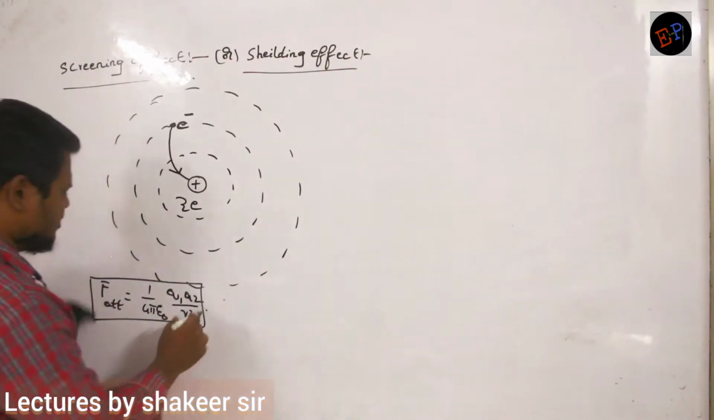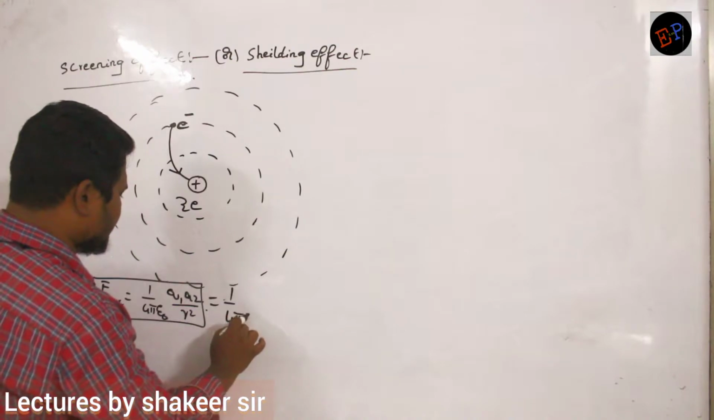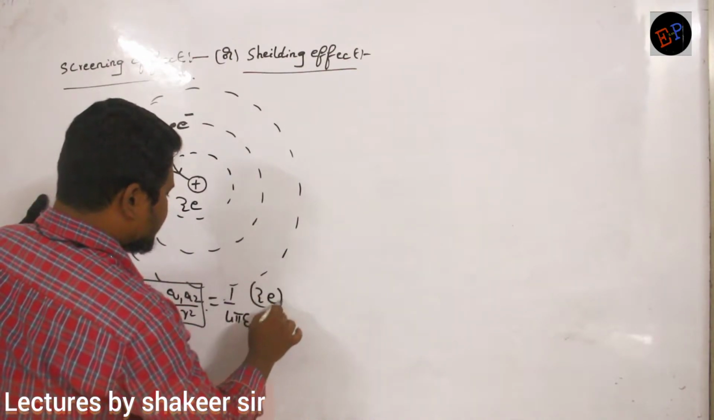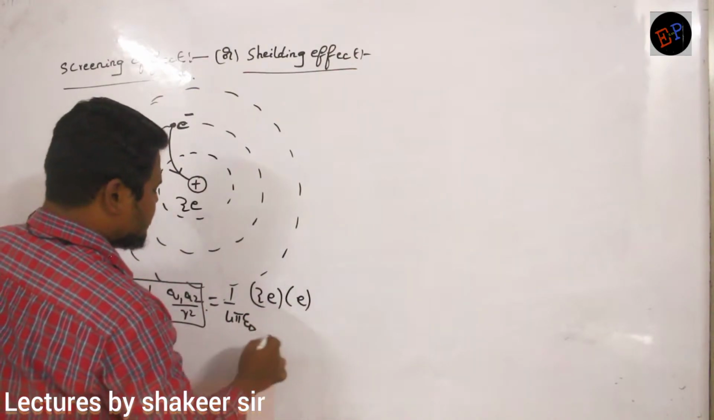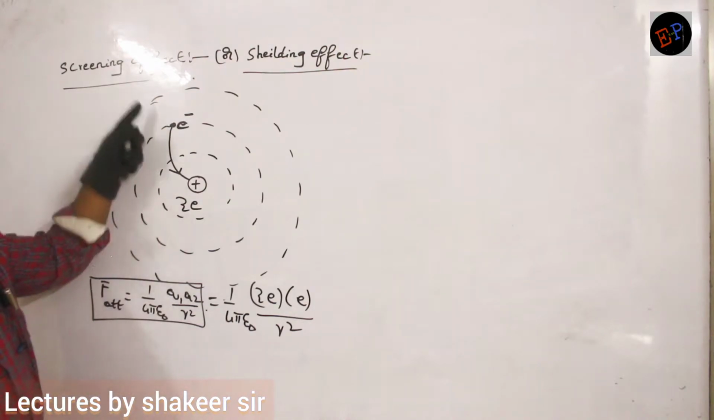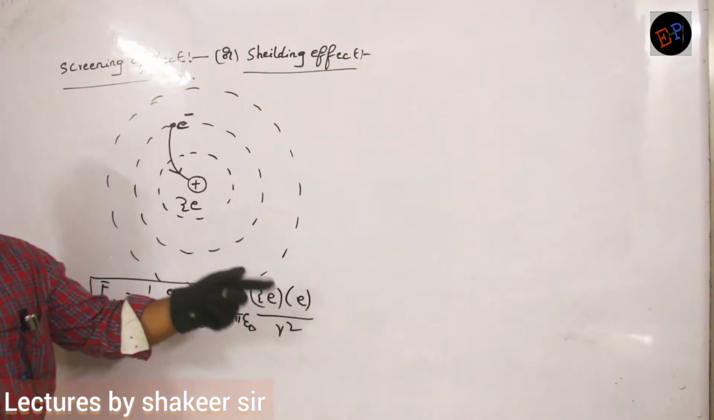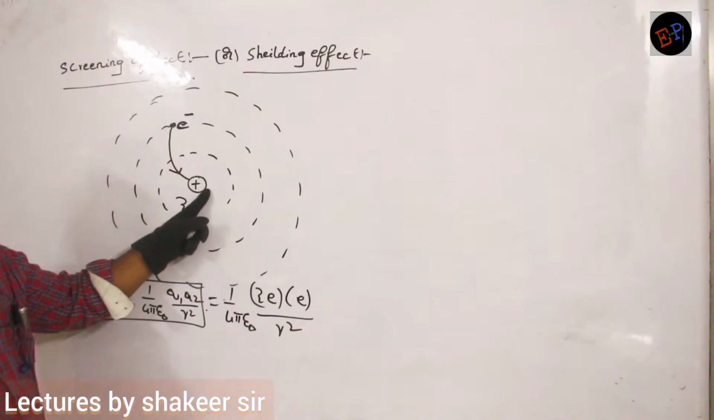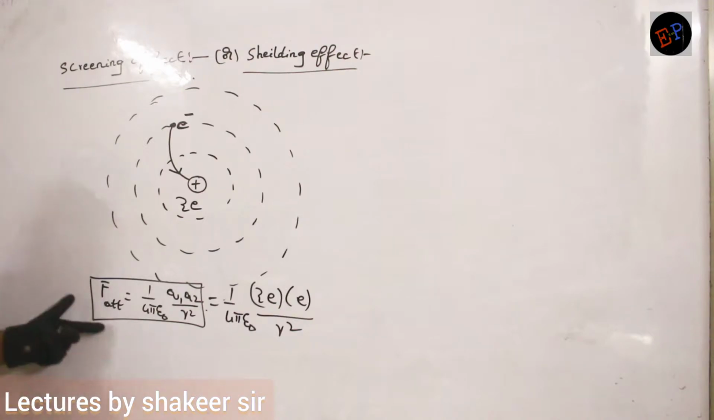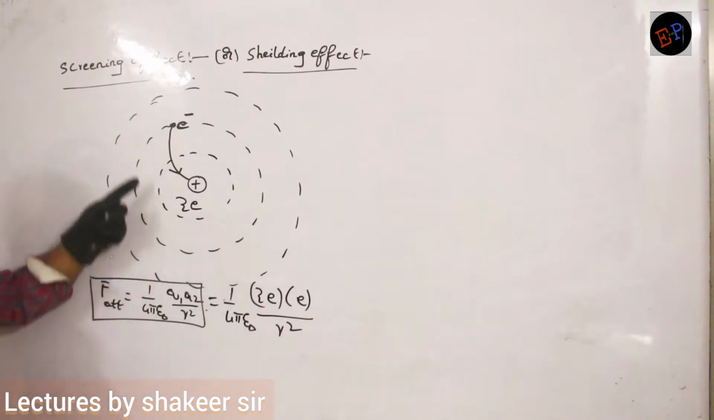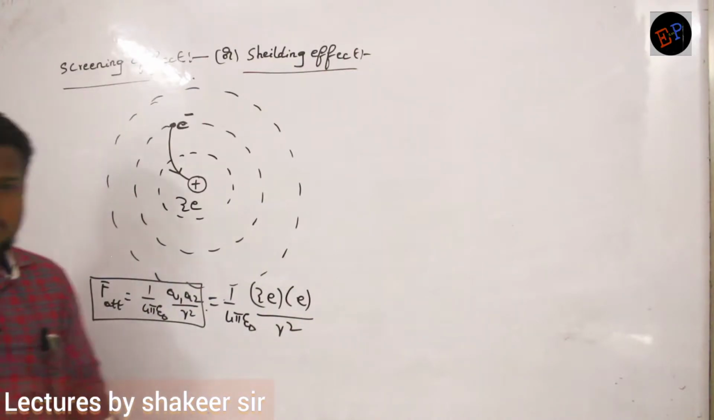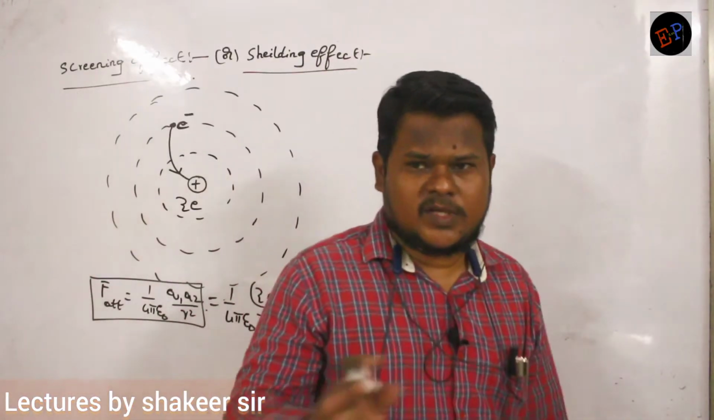So now let us write the Q1 Q2 values. I will write 1/(4πε₀). Q1 is the charge of the nucleus, Ze, and e is the charge of the electron, divided by R². And what is meant by R? It is the distance between the center of the nucleus and the electron. So this is the force of attraction experienced by the electron because of the protons present inside the nucleus. Are you able to understand?